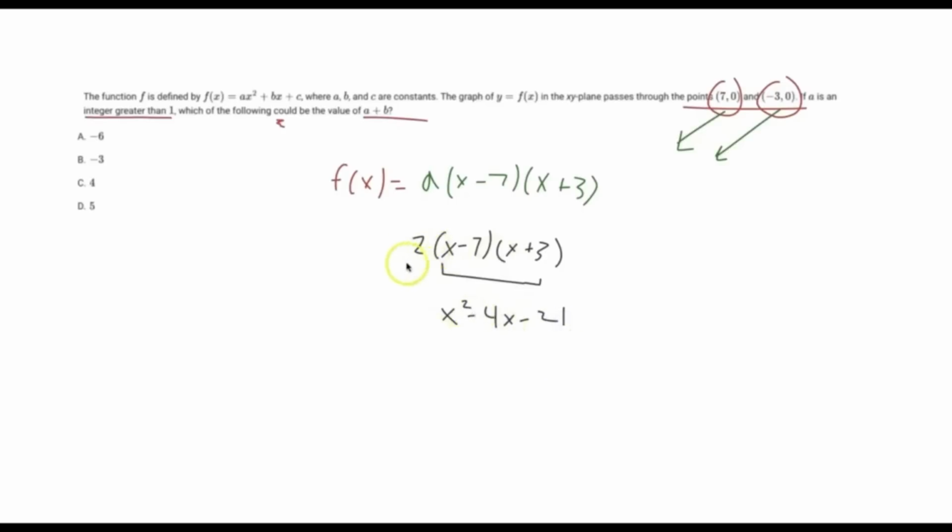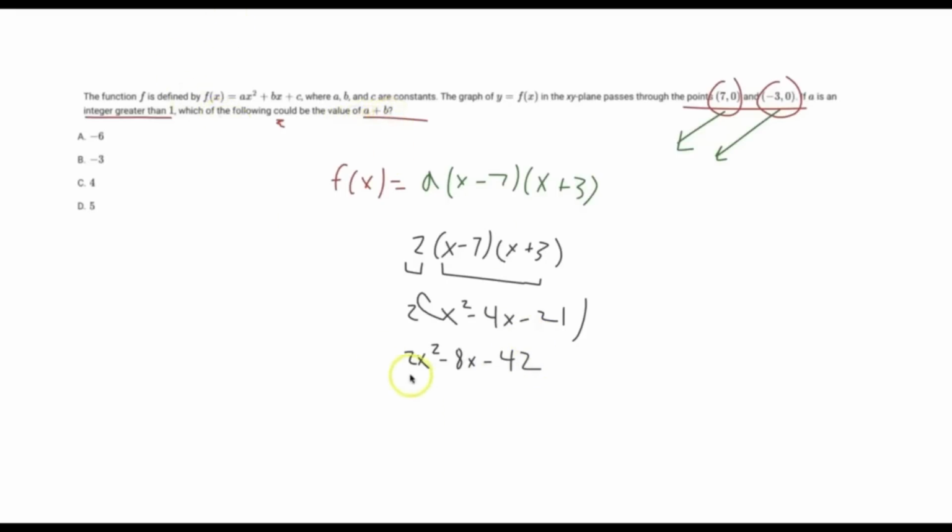So then we have to apply the 2 right here to the outside. So then we have to multiply this entire thing by 2. So then we get 2x squared minus 8x minus 42. Right, there we go. So it says, which of the following could be a value of a plus b?